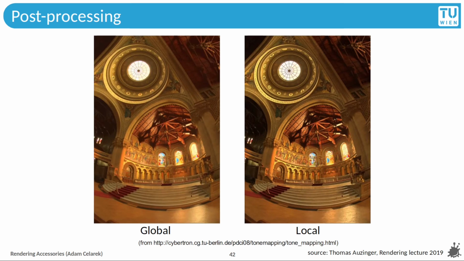Here are the examples that I promised. On the left you see a global mapping and on the right a local one. If you look closely, you can see that some of the darker areas on the right are darker, like here and also here. The window over here is blurred a bit more compared to here. There is some sort of bloom. It's not as crisp as on the left. Let's zoom in a bit.